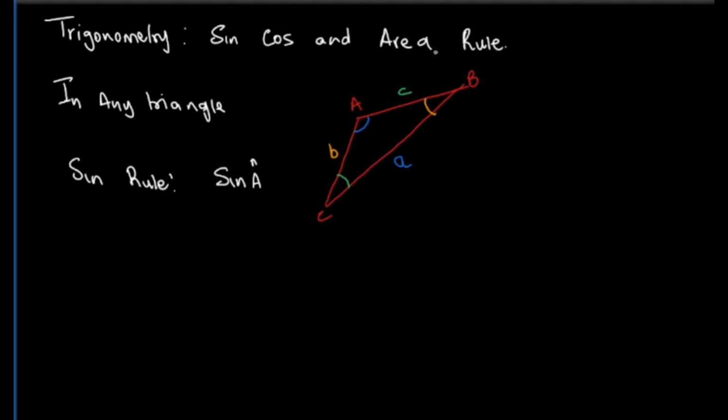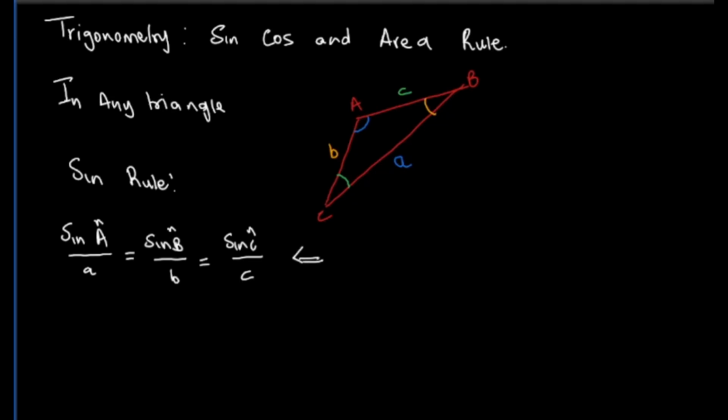So for the sine rule, we're going to have something like the sine of that angle A over the small a, right? We can equate this to the sine of that angle B over the small b, or you can equate this to the sine of angle C over small c. Are you happy with that? Right, so we can write the formula in this form.